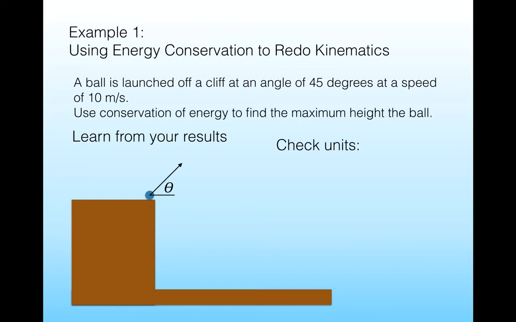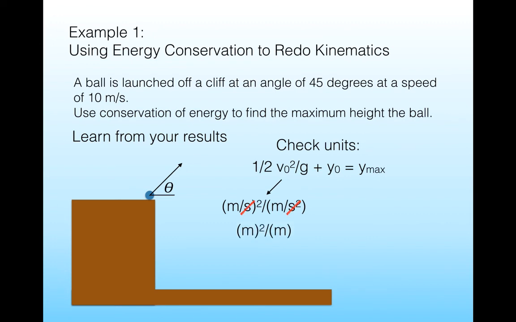The most important thing for you to always do when you're doing these problems is check your units. So we can check this. Of course, in this very first part of the equation, we have v naught squared, which is a meters per second quantity squared, and that's divided by the acceleration due to gravity, which is meters per second squared. The second squared on the bottom of each of the terms can cancel. That leaves us with meters squared per meter, and one of those meters from the bottom can cancel with one of the meters from the top, which leaves us with meters.